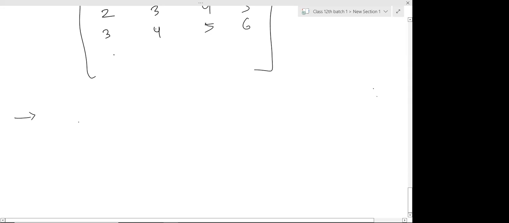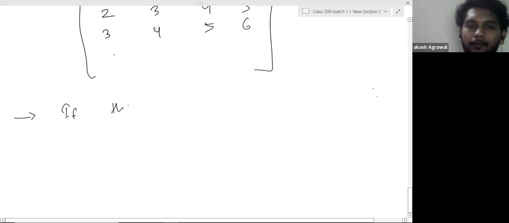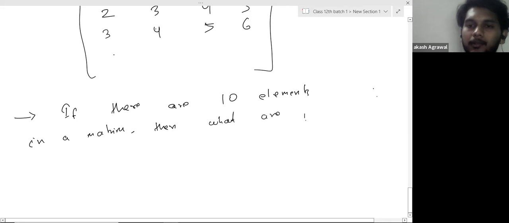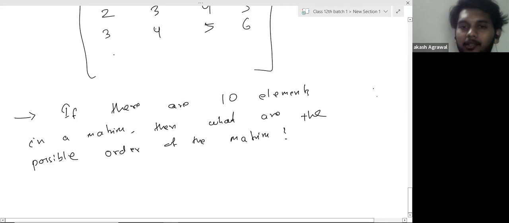Next question. If there are 10 elements in a matrix, then what are the possible orders of the matrix? Think about this. Tell me if you have any solutions.